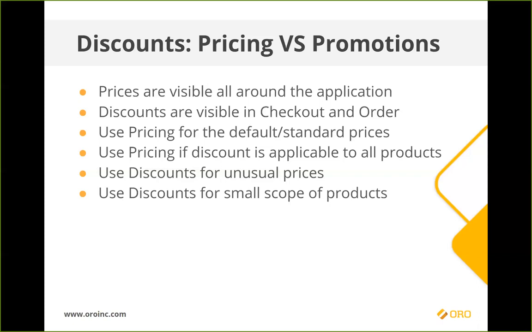So talking about discounts using the pricing, it's better to use pricing for default or standard prices. So let's say you have wholesale customers and you always give them 10% discount. In this case, you may apply them using the price list. But let's say even for the wholesale customer, you're applying a special discount for 5 bestseller products. In this case, you can use the discounts to apply such an unusual pricing on top of the pricing engine. And that's basically the rule.